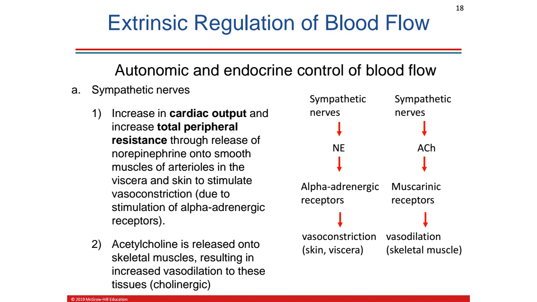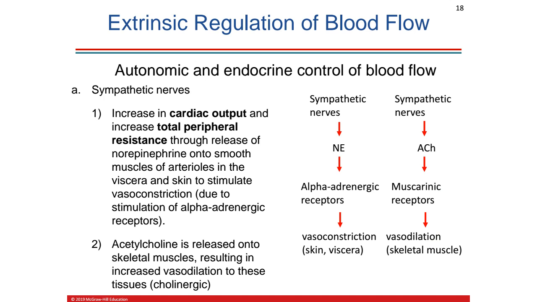Okay, another type of release, and this is going to sound very strange, but the sympathetic nervous system does in fact release acetylcholine in certain selected cases. Normally you associate the sympathetic nervous system with norepinephrine and epinephrine. This acetylcholine is released onto skeletal muscles, which results in vasodilation of these tissues. So we can see this in this diagram here. Sympathetic nerves release acetylcholine, they act on muscarinic receptors, and this leads to vasodilation of skeletal muscle.